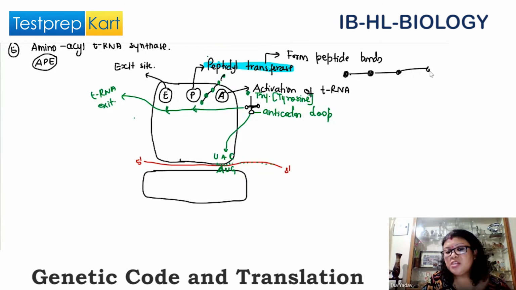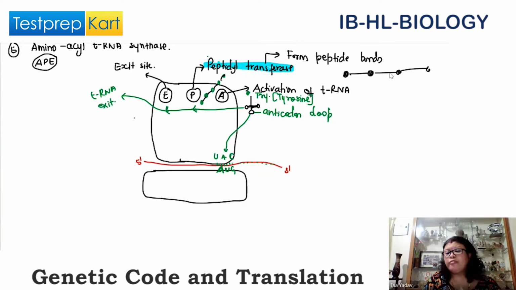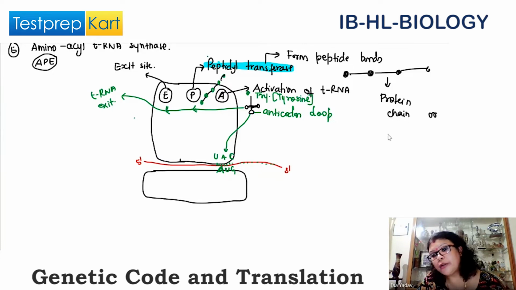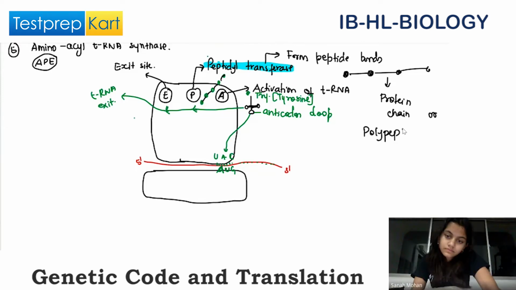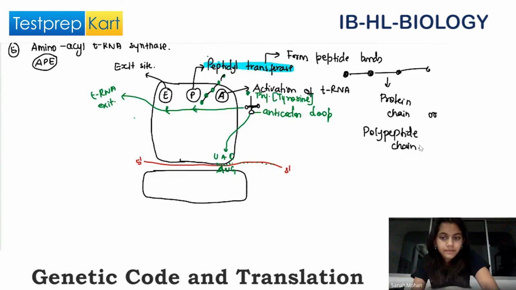See? Can you see this? Peptide bonds. They form peptide bonds to form a protein chain or polypeptide chain. Is this process clear? Yes or no?